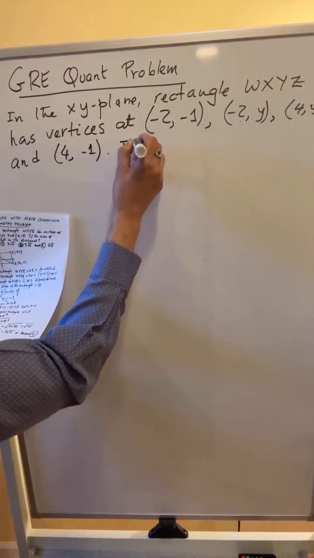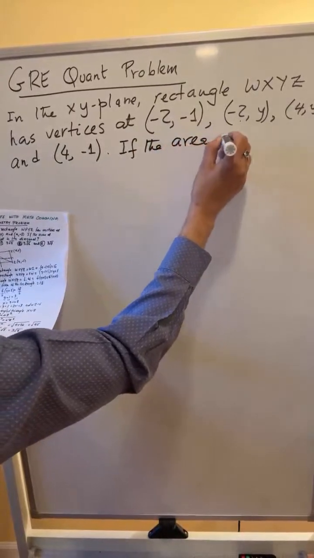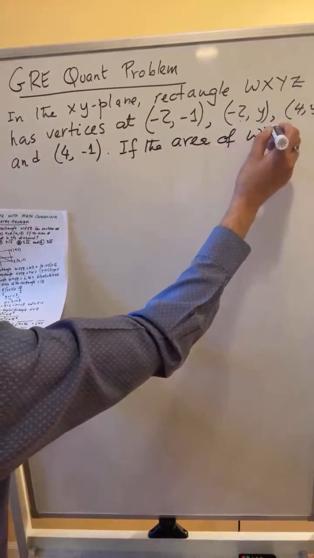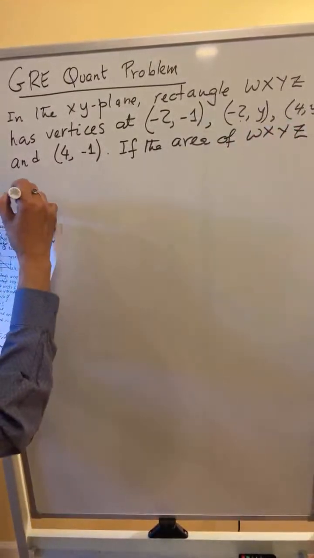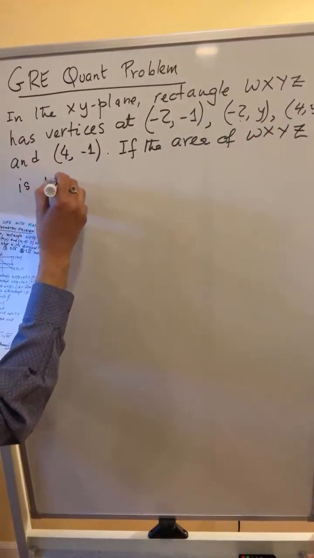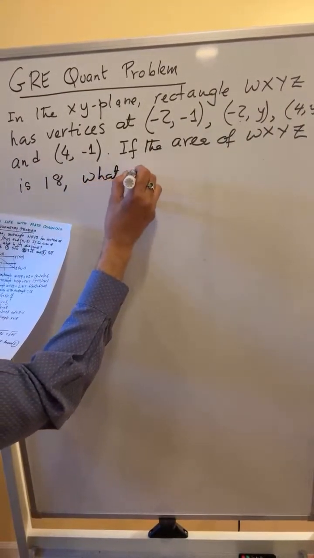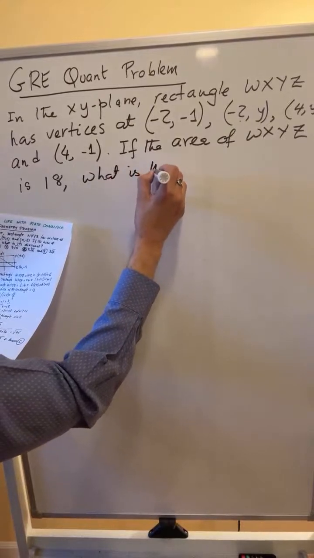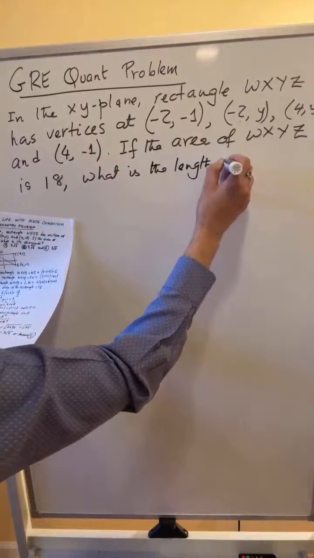If the area of WXYZ is 18, what is the length of the diagonal? Length of its diagonal.